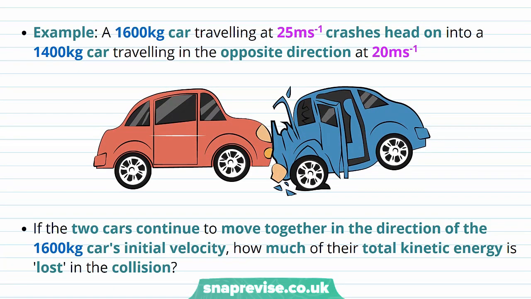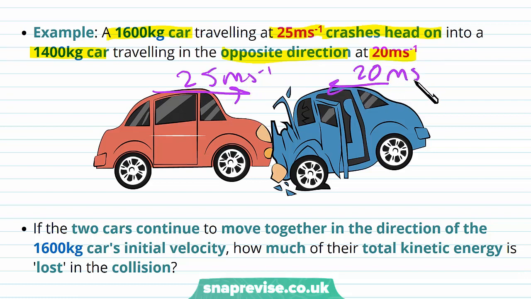So let's look at an example calculation of this. A 1600 kilogram car travelling at 25 meters per second crashes head-on into a 1400 kilogram car travelling in the opposite direction at 20 meters per second. So these two cars are each moving at 25 meters per second and 20 meters per second respectively, and they collide head-on. If the two cars continue to move together in the direction of the 1600 kilogram car's initial velocity, how much of their total kinetic energy is lost in the collision?